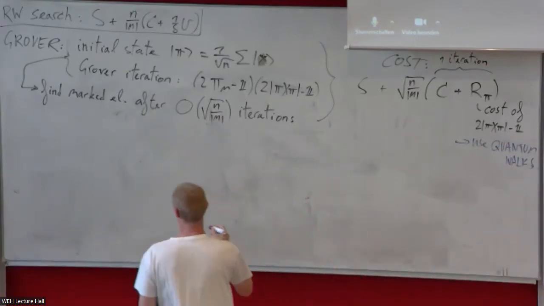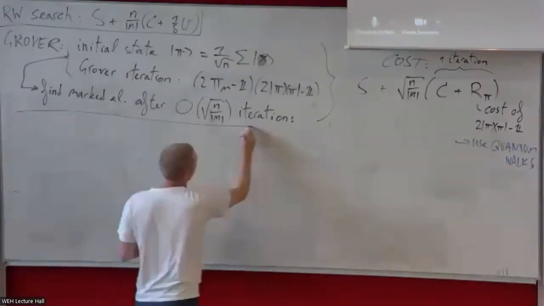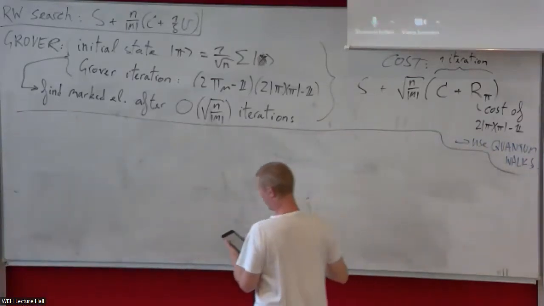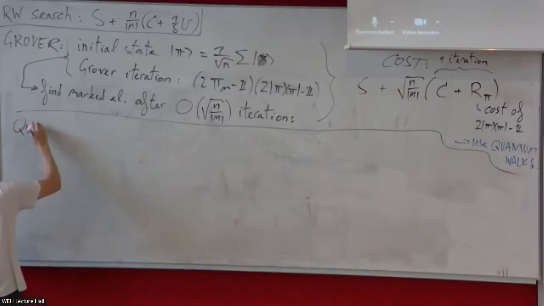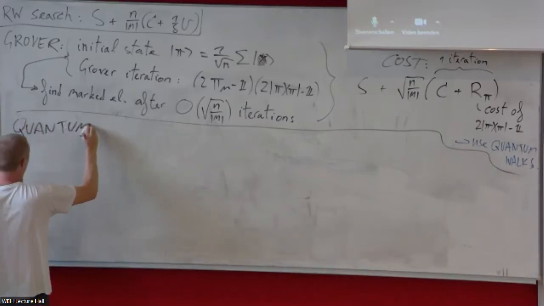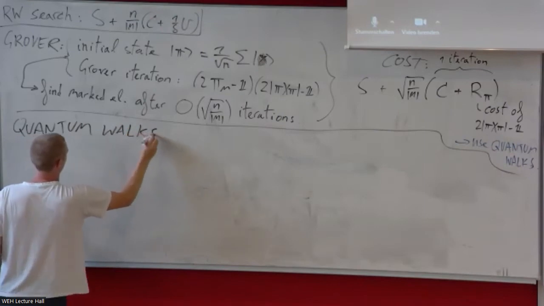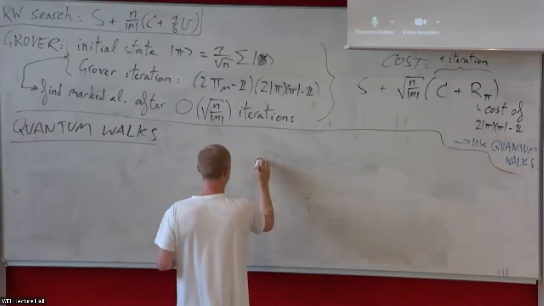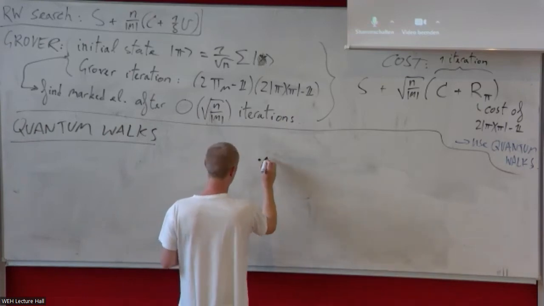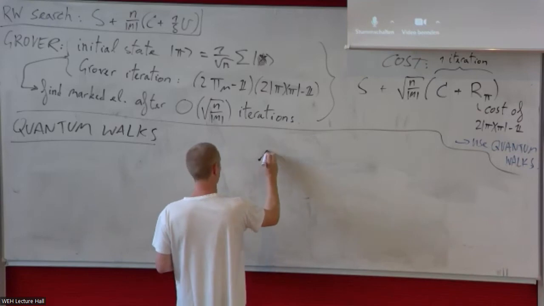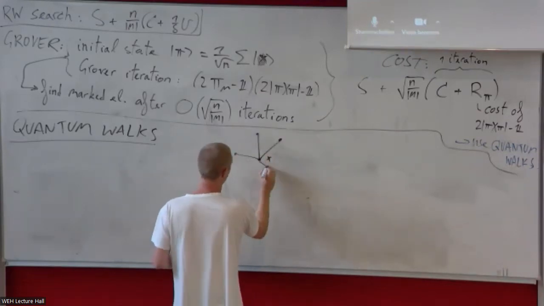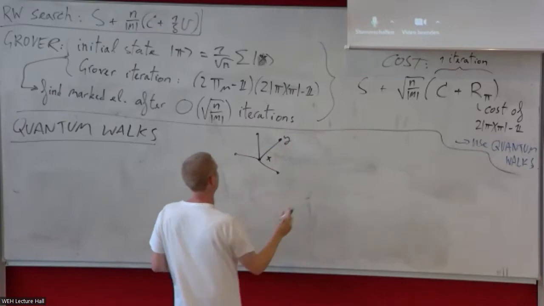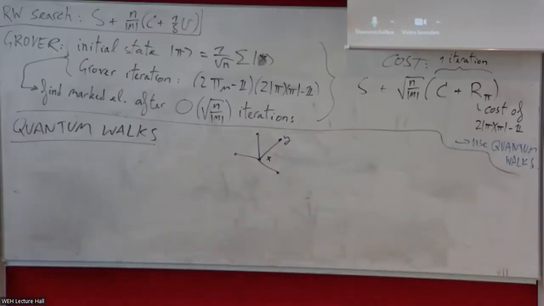Okay, if not, then let's do quantum walks. So imagine you're at a vertex, and this vertex is called X, and then you have a bunch of neighbors, right? And call the neighbors Y. They don't have nice names for the things. It's just X and Y.